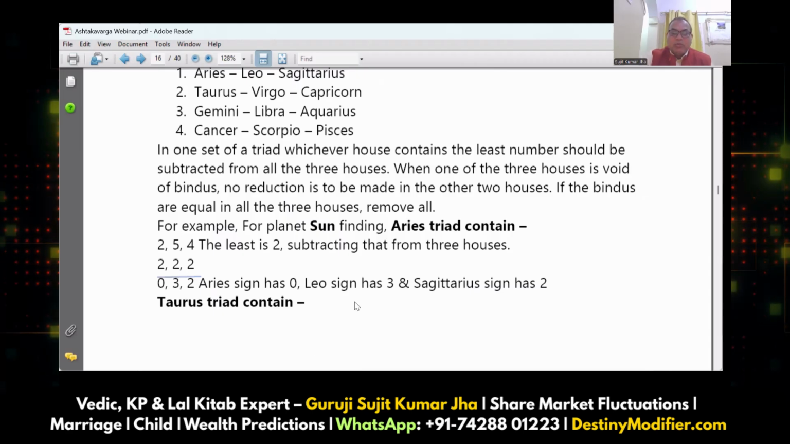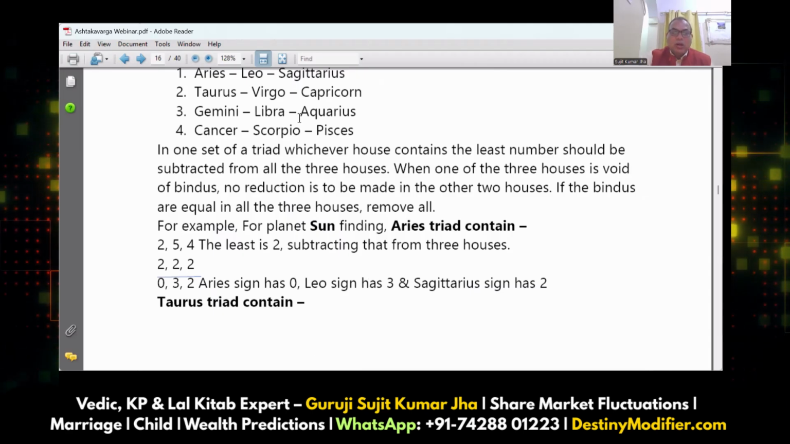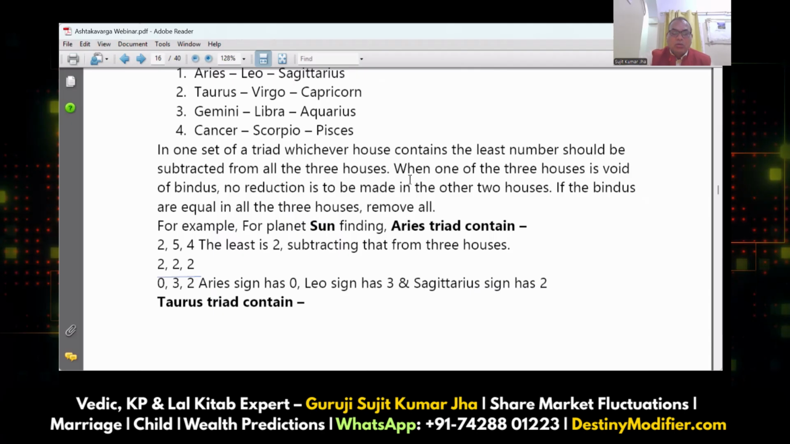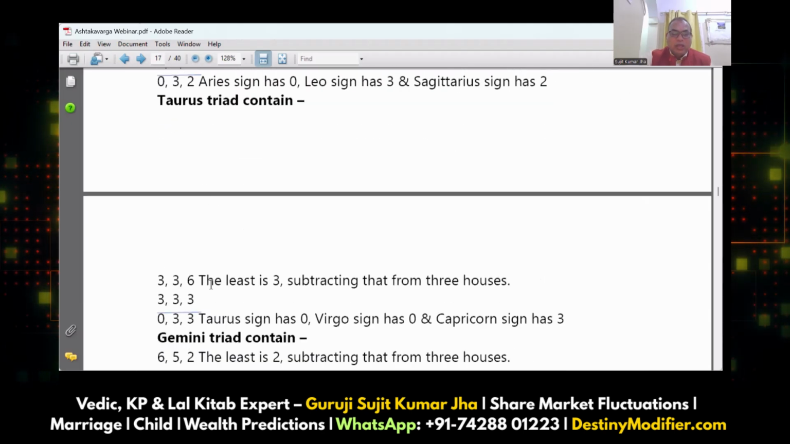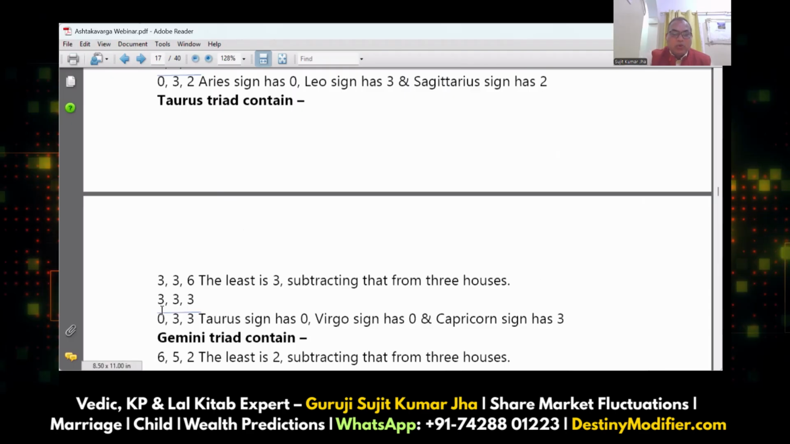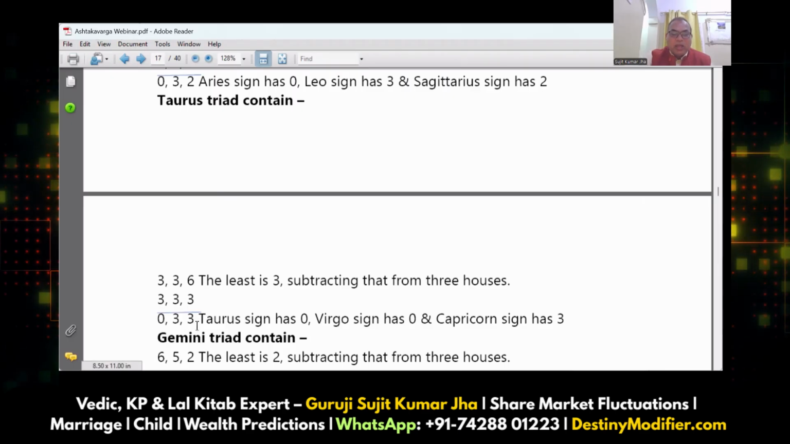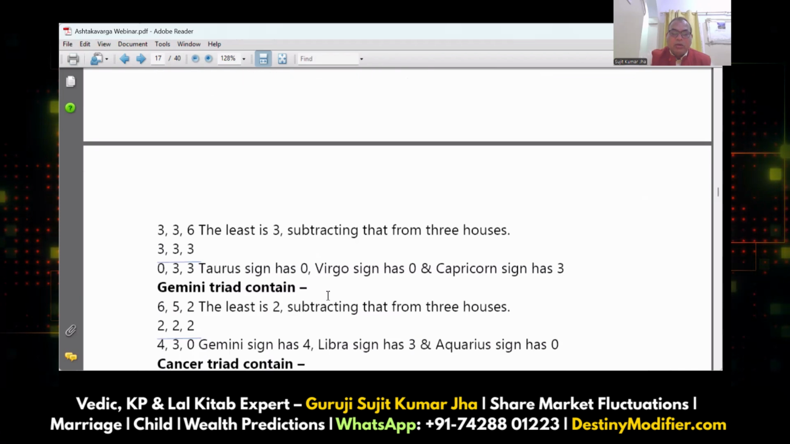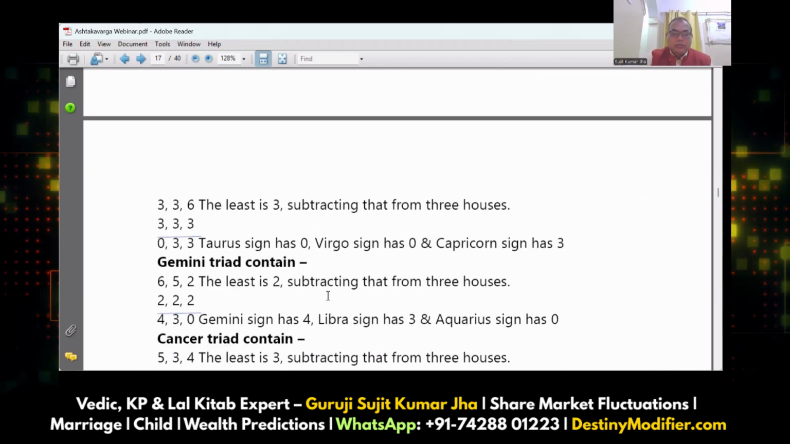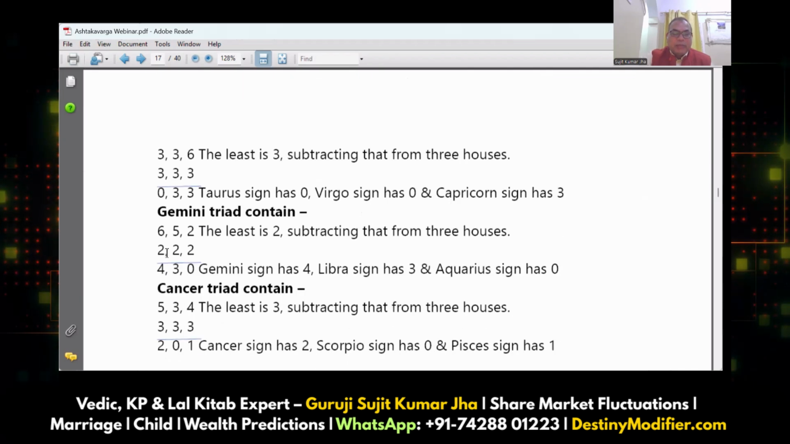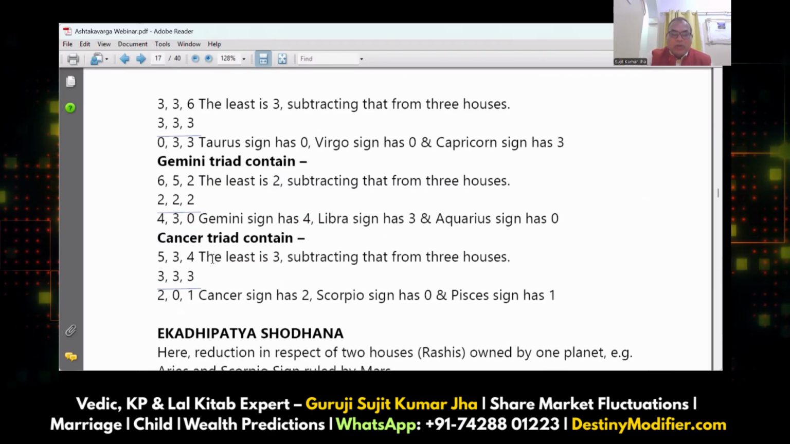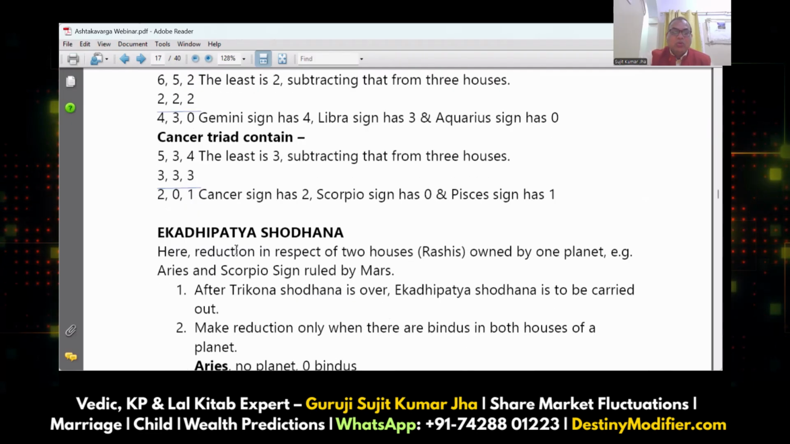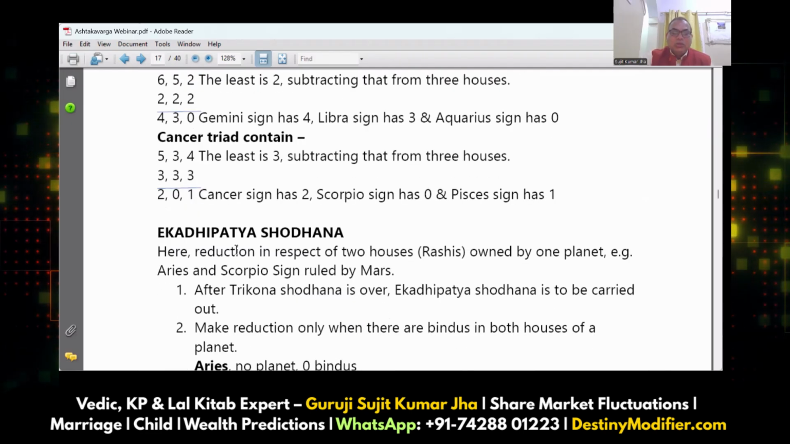The same concept we have to use for Taurus, Virgo, Capricorn. We find how many points, then reduce the minimum point, then write the remaining points on this. Same for the Gemini trine, same for the Cancer trine. After finding this, we have to do Ekadhipati Sodhana.